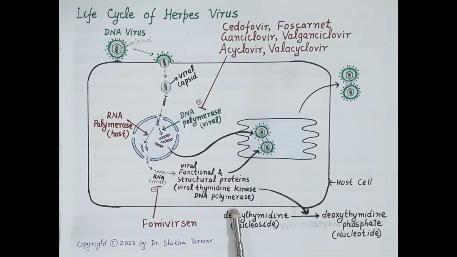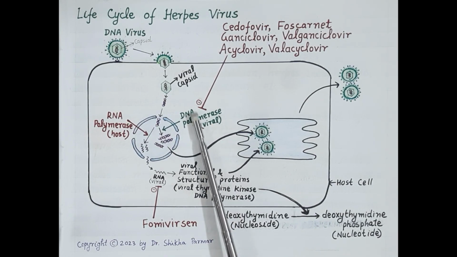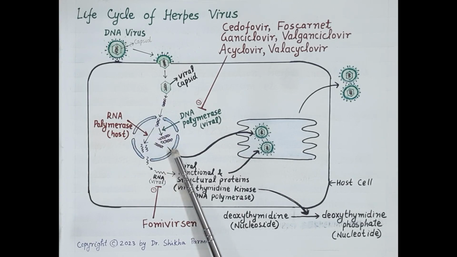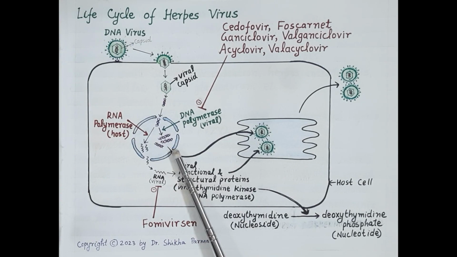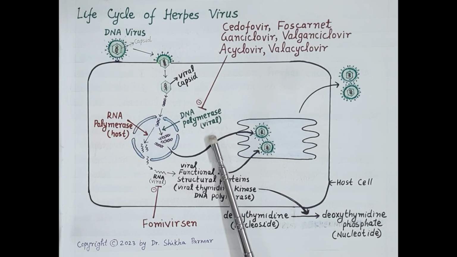Now, it's very important to understand function of these functional viral proteins, why they are important. Now, viral DNA polymerase is required. This viral DNA polymerase is required for the replication of viral DNA. So, the virus makes hundreds and thousands of the copies of viral DNA by using viral DNA polymerase.